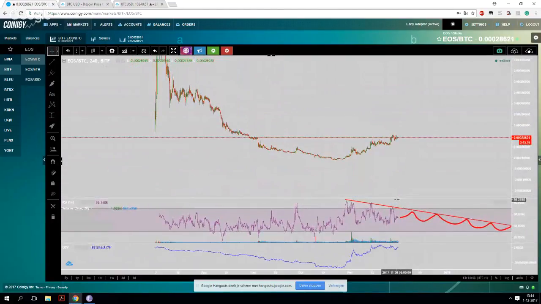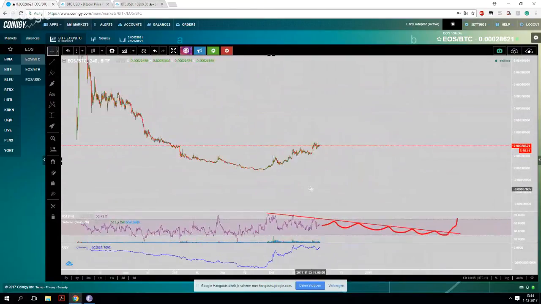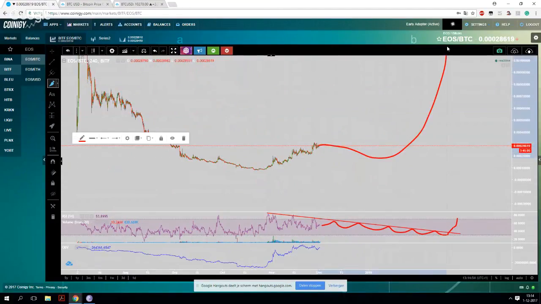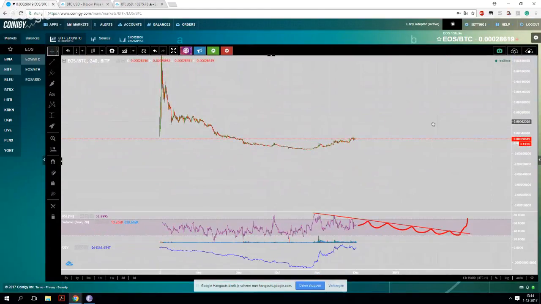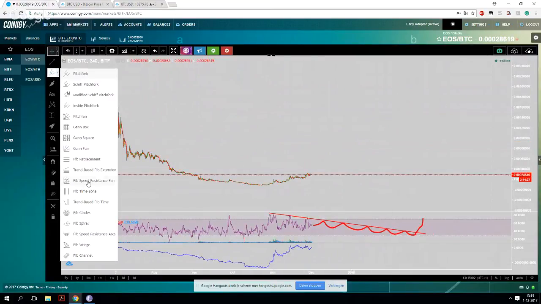I'm looking to accumulate. Actually, I already did. I bought a lot, but I'm looking to accumulate in this period. I think the price could potentially look like this, just for your visualization. And let's see what my first target is going to be.